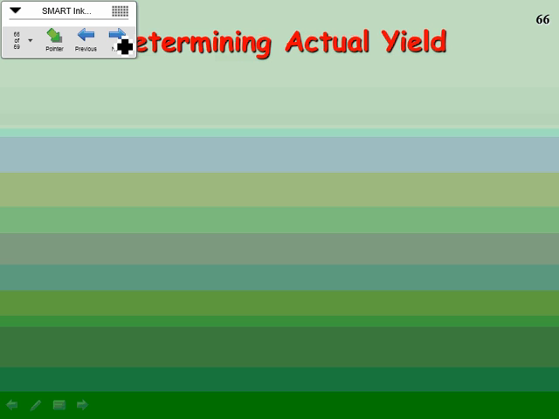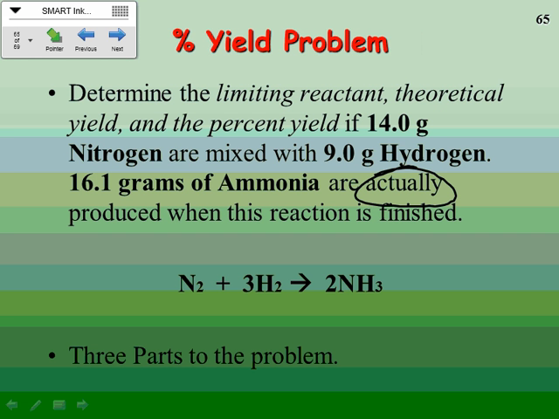What's the first part of this problem? We already talked about it. Let me go back. There we go. Determine the limiting reactant, then the theoretical yield, then the percent yield. Those are the 3 parts of the problem, right? Essentially, the way we're calculating it, once you've found the limiting reactant, you're going to have the theoretical yield at that point.